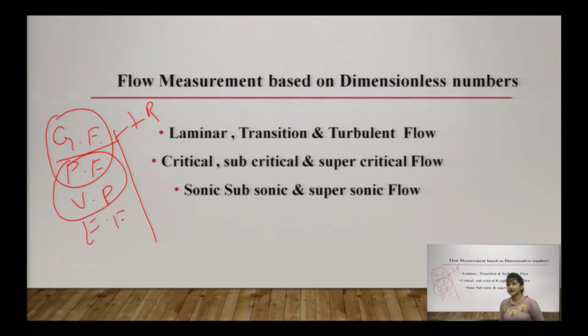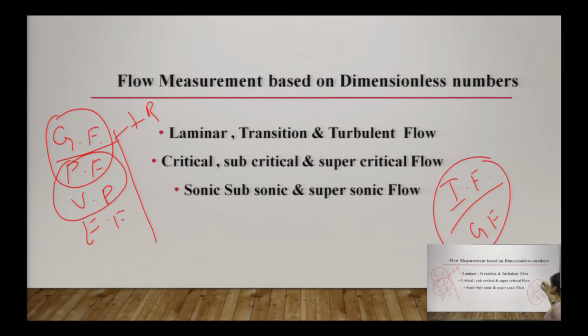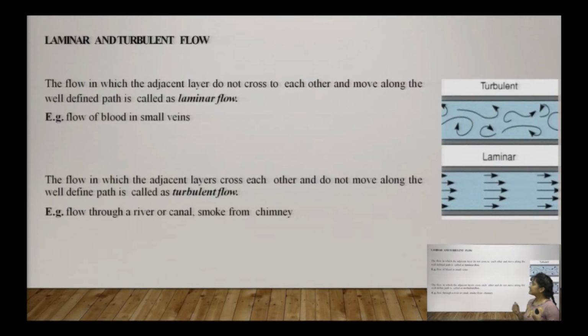So here we categorize the types of flow based on the dimensionless number. Since the forces are in a ratio, like inertia force divided by gravitational force, both are forces, so their dimensions cancel and hence they are termed dimensionless numbers. The major categories of types of flow will be laminar, transition and turbulent flow; critical, subcritical and supercritical flow; subsonic, sonic and supersonic flow. Moving to the first one, what is laminar and turbulent flow, based on dimensionless number.